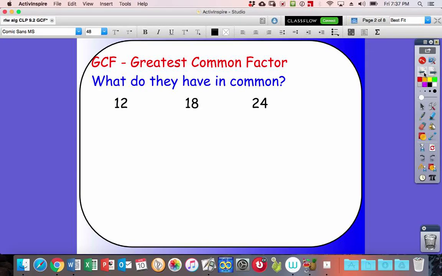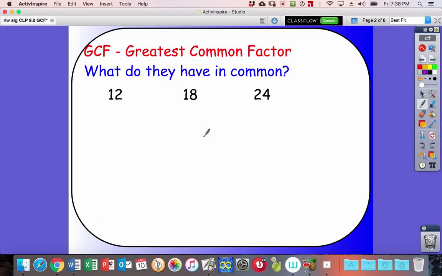Okay, I'll get my pen going here. Let's just talk about these right here. Right now I have 12, 18, and 24, and I have to be able to find their greatest common factor. Do you remember your little factoring tree that you used to do probably in junior high? You're going to try to break it down all the way until you just have prime numbers.